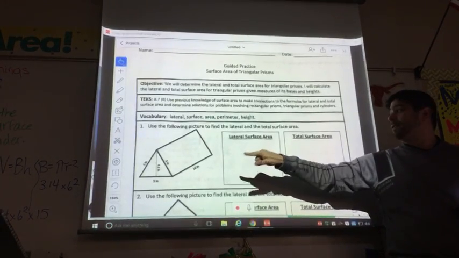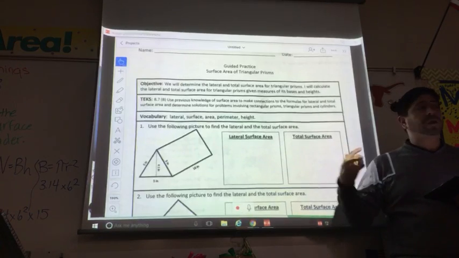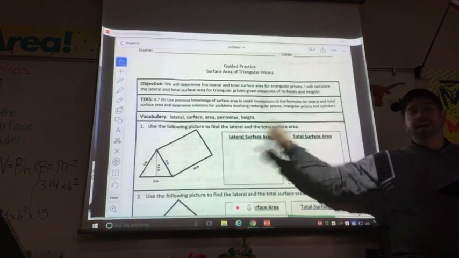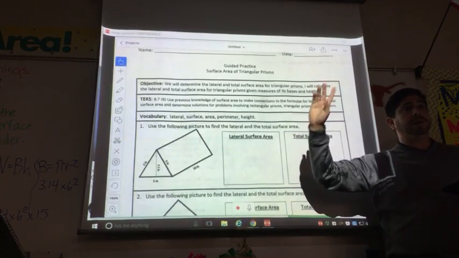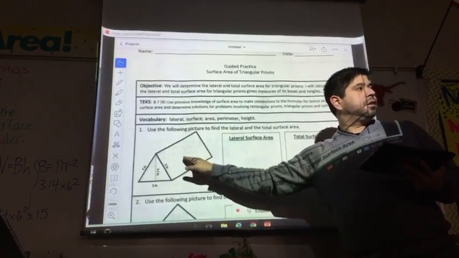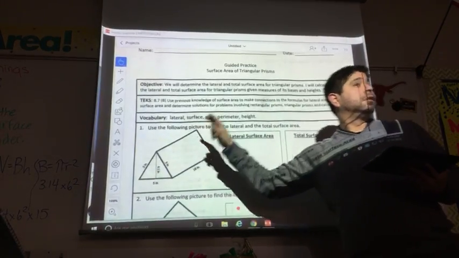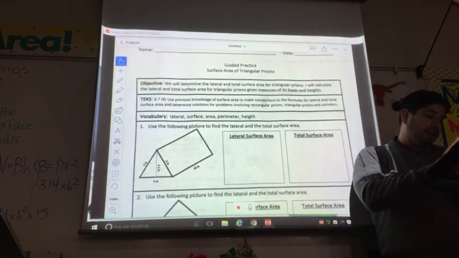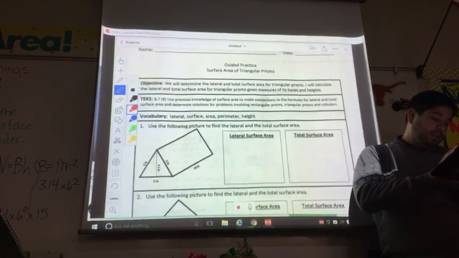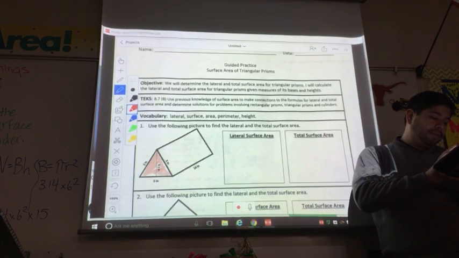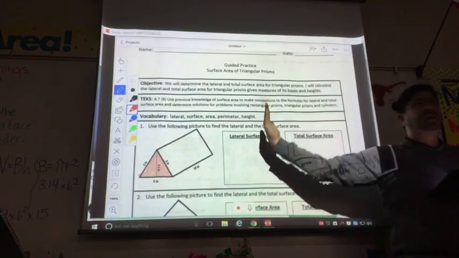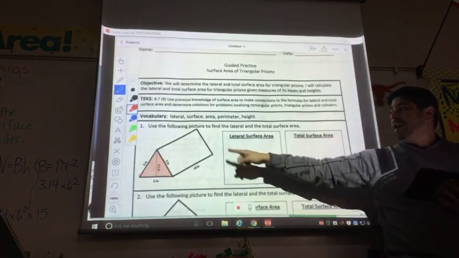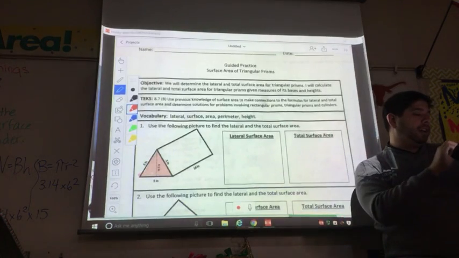We're going to use this picture to find the lateral and total surface area. So the first thing we need to do is identify our base on the triangular prism. So our two bases are going to be what? This rectangle here or the two triangles? The two triangles, okay, good. So I'm going to highlight the inside of this triangle. So I got this one here and then the one in the back that we don't see, because it's a 3D object. So now that I have that highlighted, that's going to be my base.